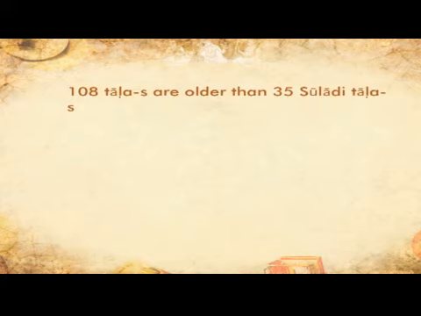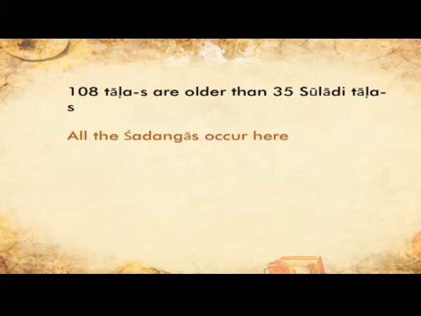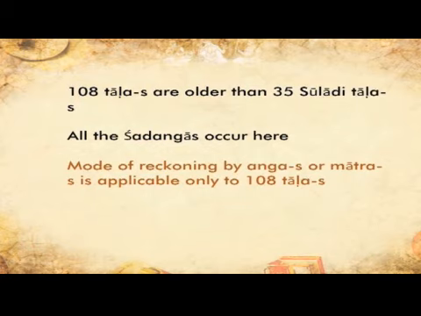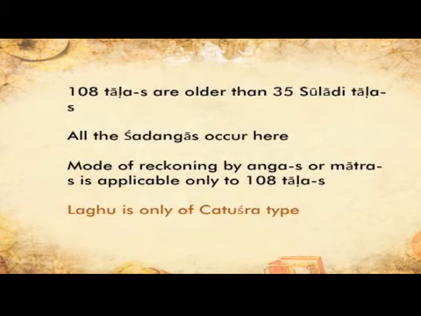108 talas. The 108 talas are older than the 35 Suladi talas. All the Shadangas occur here. The mode of reckoning by Angas or Matras is applicable only to the 108 talas. The Lagu in the scheme of 108 talas is only of the Chatushra type.